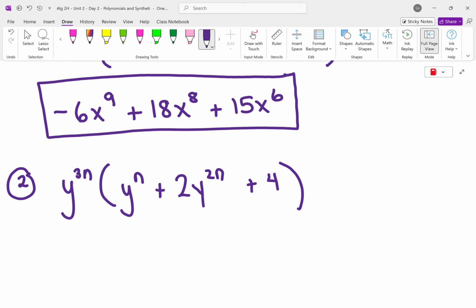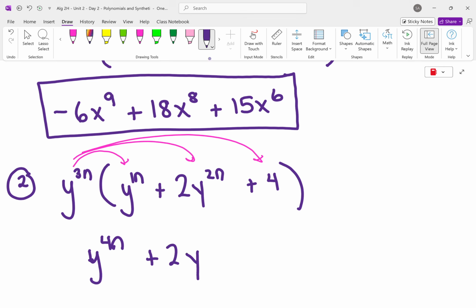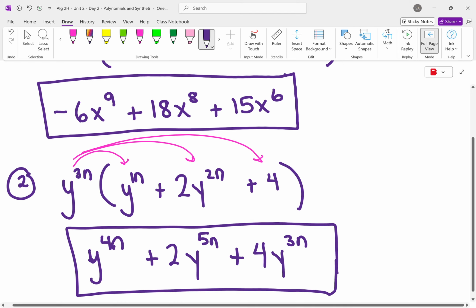Okay, same idea. I have a trinomial multiplied by a monomial. I need to distribute that y to the 3n in. So when we have y to the 3n times y to the 1n, what do we get there? Y to the 4n, very good. And then I have y to the 3n times 2y to the 2n, gives us 2y to the 5n, excellent. And then y to the 3n times 4 is 4y to the 3n. Once again, no like terms, so we leave it just like that.